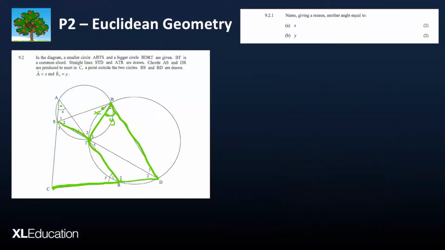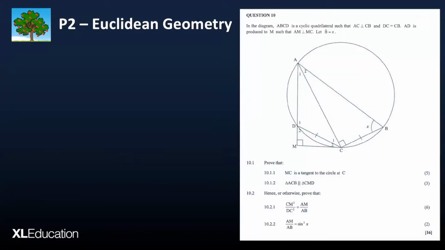Now, that means that naming and giving reasons for question A will be: B1 is equal to X, and the reason is angles in the same segment. Then for question B, the other angle that is required there is B2, which is equal to Y, and the reason is exterior angle of a cyclic quad equal to the opposite interior angle. All right, let's move on.